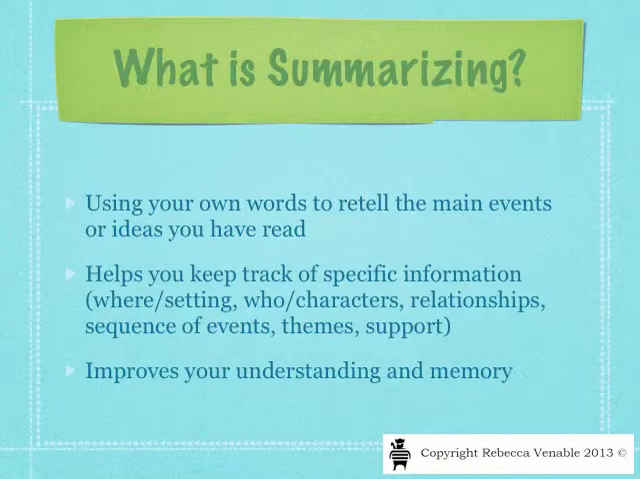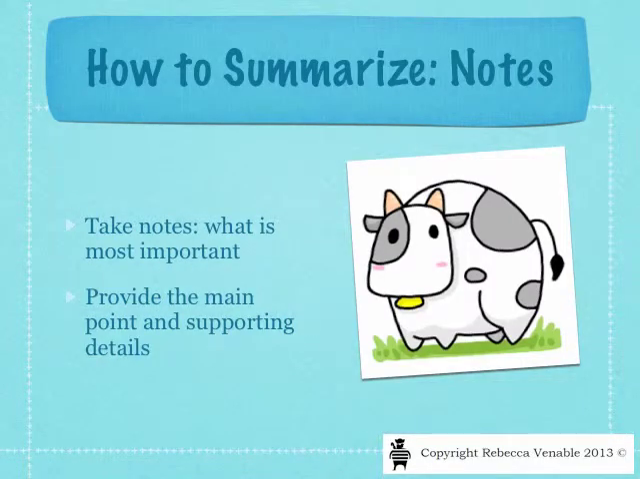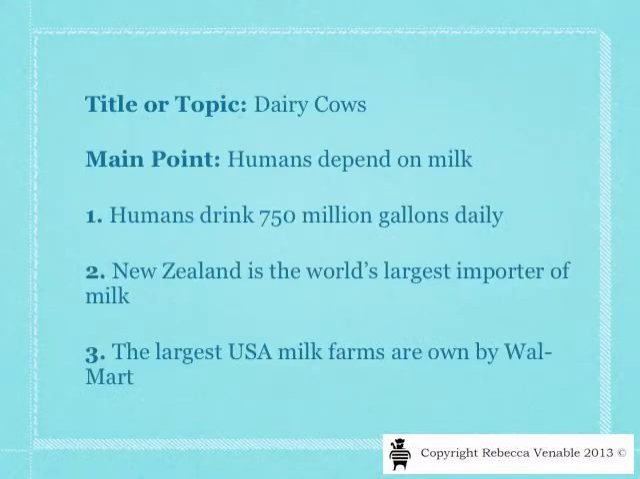But to do this, we need to take notes before we are able to write our summary. And there's 3 ways to do this. The first of which is a summary notes, and it's really just collecting what the most important information is, along with main points and supporting details. It's going to look something like this.